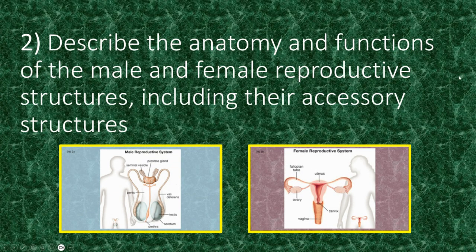Hello, in this video we're going to take a look at the anatomy and function of the male and female reproductive structure, including accessory structures. We are in chapter 27, objective 2.